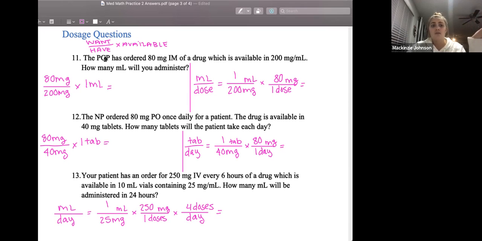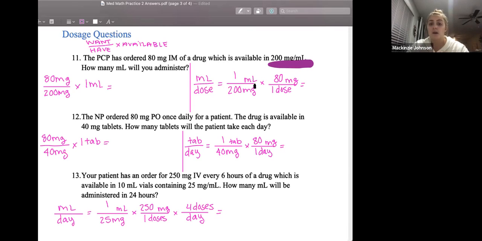Really, it doesn't matter about the front part of this question, and you'll start to get the hang of that. They're going to give you a bunch of unnecessary stuff that really doesn't matter, that's there to throw you off, right? So it really doesn't matter what they're asking. The one trick that they teach us is you're always going to start with what's available. So what's available is your 200 milligrams over milliliters. So you'll do your milliliters over dose.